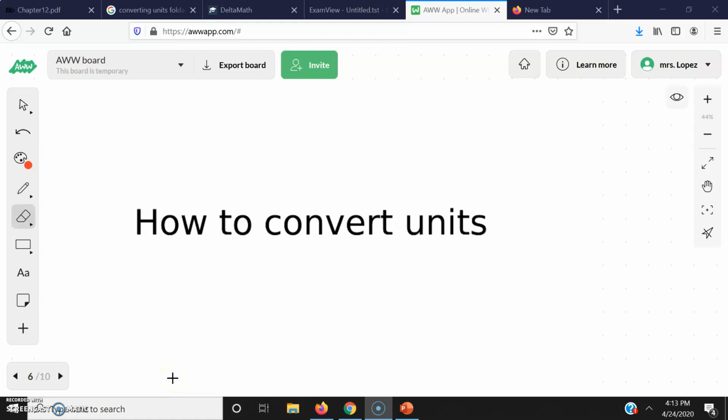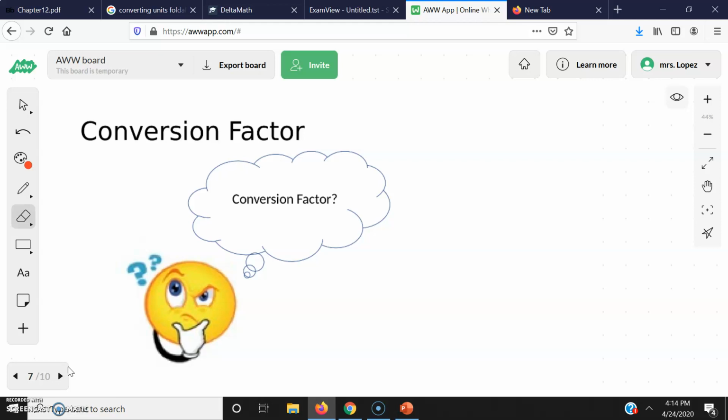Hi, we are going to review how to convert units. And the method we are going to use, some people use proportions. I am going to use conversion factors. Conversion factors, what is that?